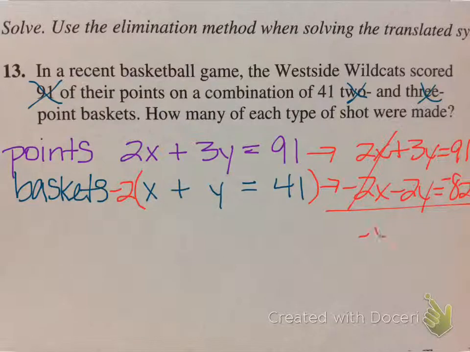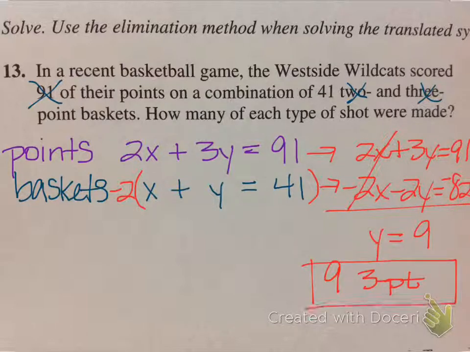I'm left with negative y. Oh, sorry, not negative y. 3 minus 2 is 1, so I've got y equals, and 91 minus 82 is 9. So what that 9 represents, okay, y equals 9. Well, y was 3-pointers. So I have 9 3-point baskets. So there's part of my answer. Remember, we want to know how many of each type. So I've got 9 3-pointers.